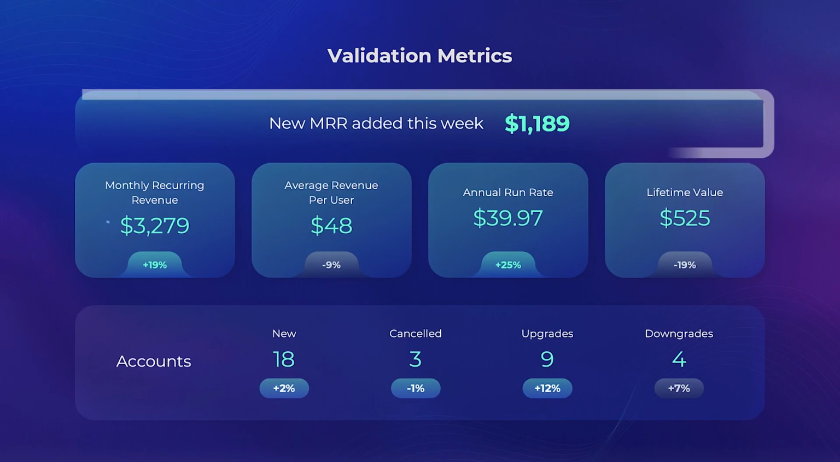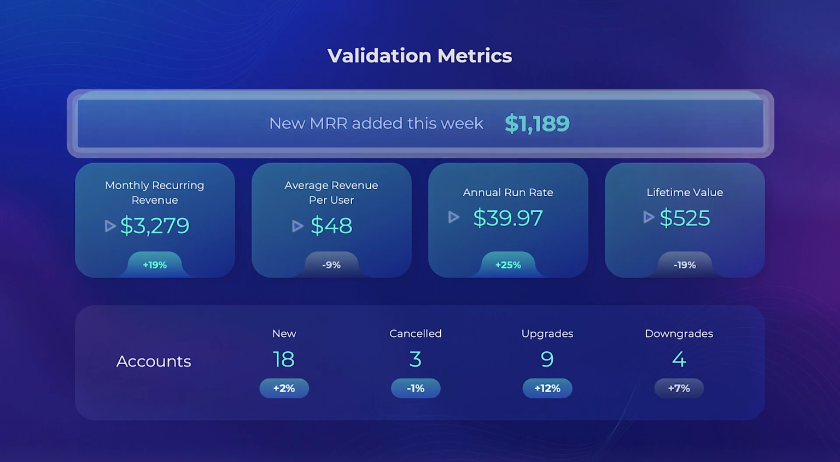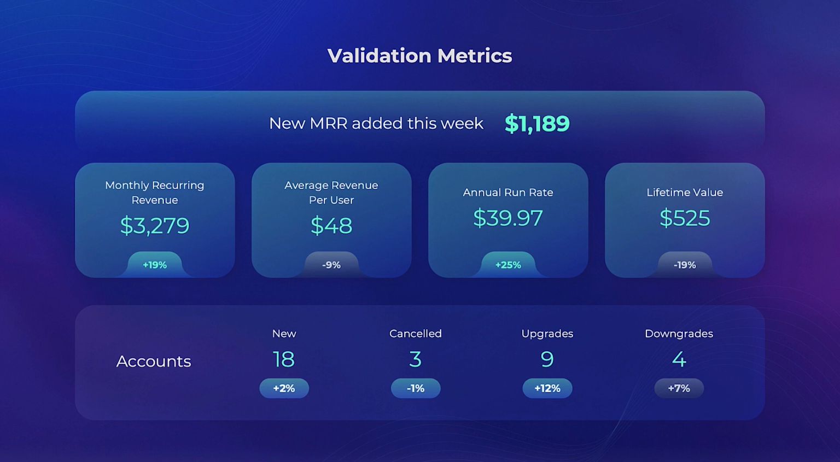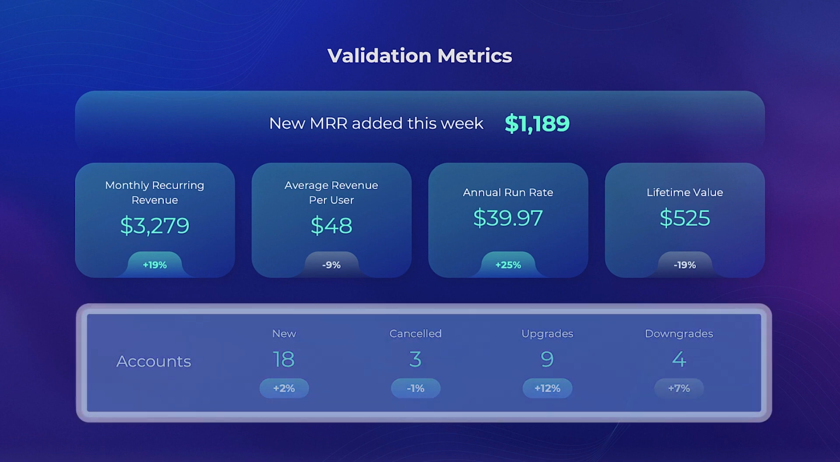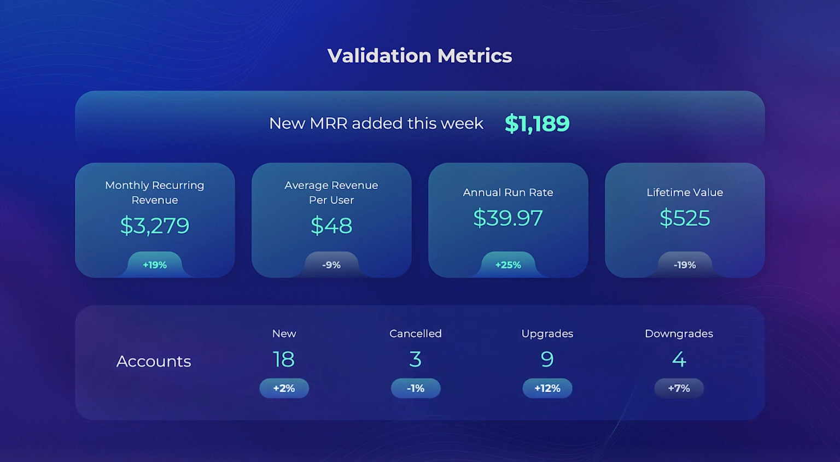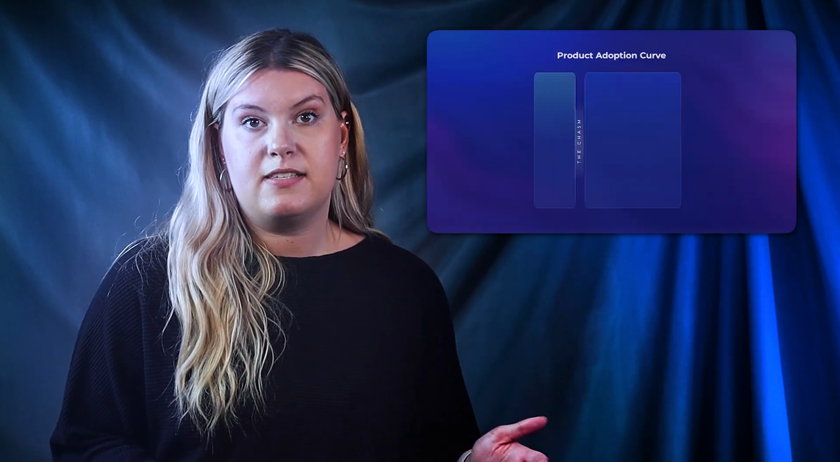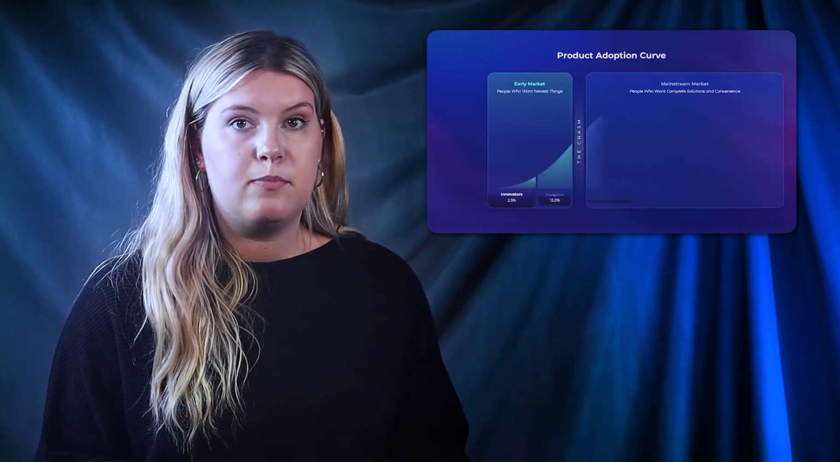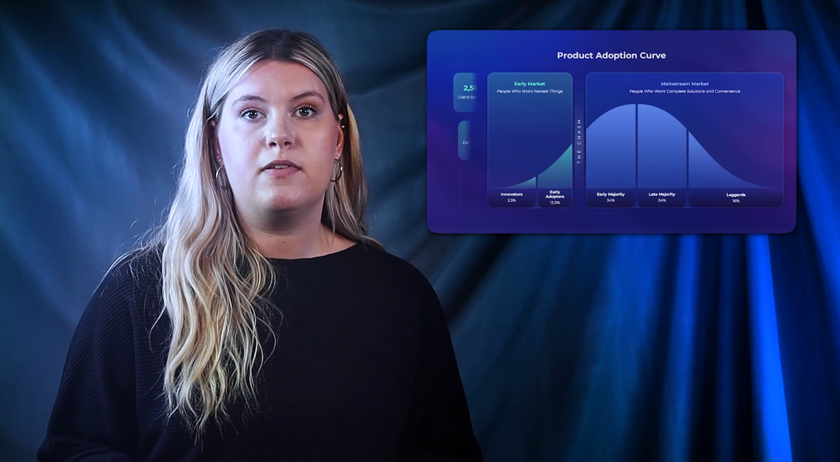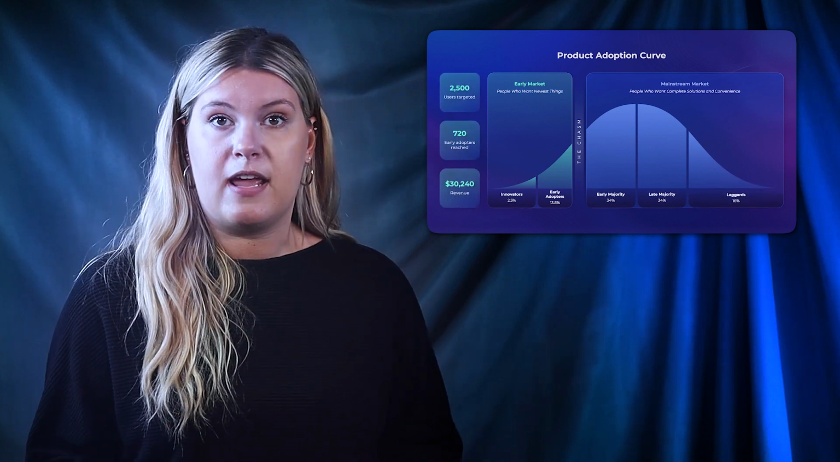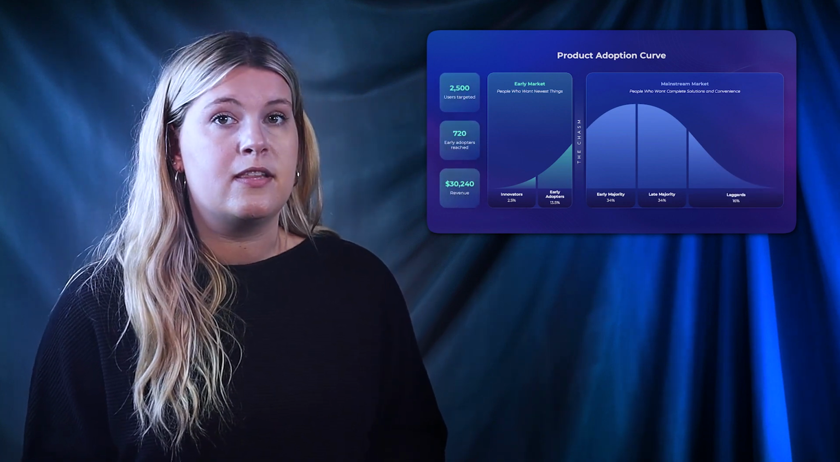This slide highlights the validation metrics that the product team has agreed upon ahead of time, with space at the bottom to track improvement against previous iterations. When it comes to the execution and development of any product, this adoption curve allows the product team to understand where exactly their product is in the market.